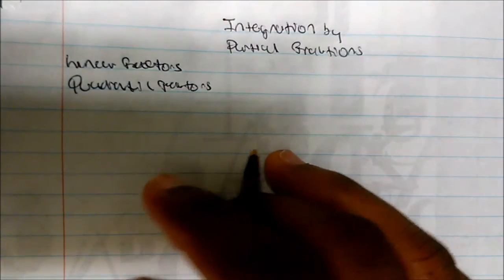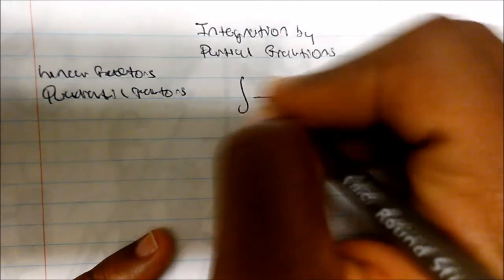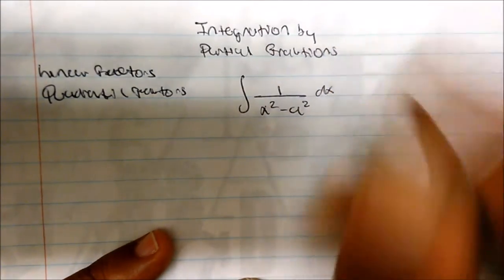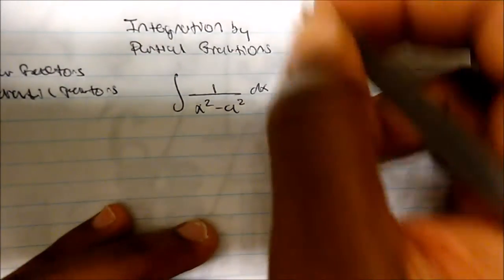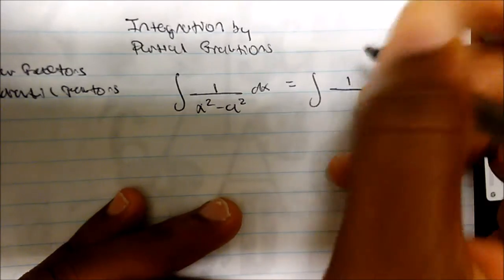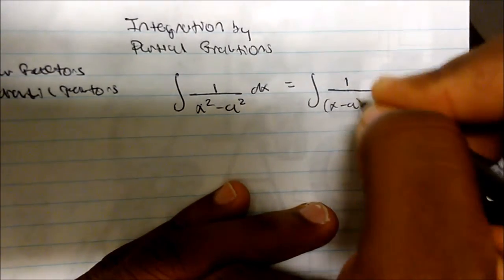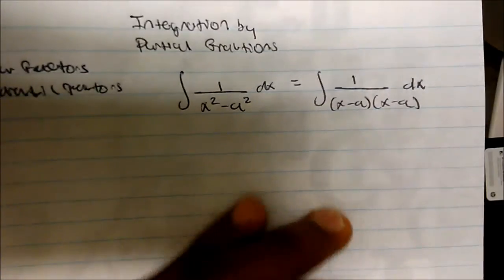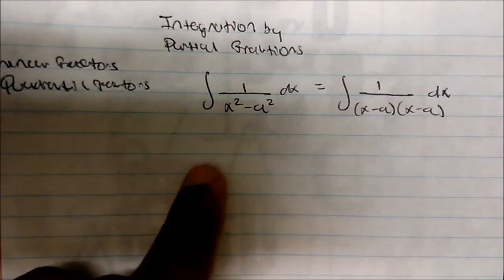Now the general formula for linear factors is that I'm going to take the integral of some sort of 1 over x squared minus a squared dx. And the idea is that I could decompose it. If it's linear, I could decompose it into the integral of 1 divided by x minus a times x minus a dx. So that's the idea of linear factors.